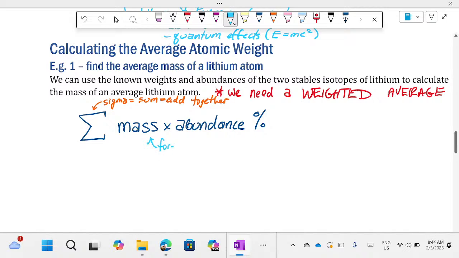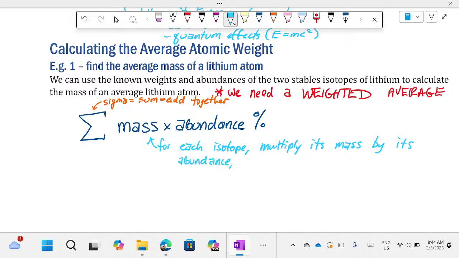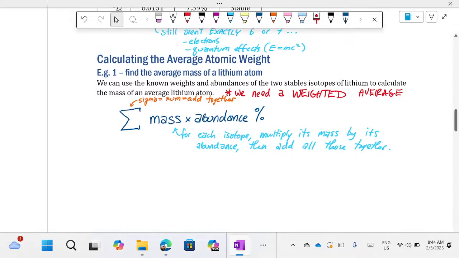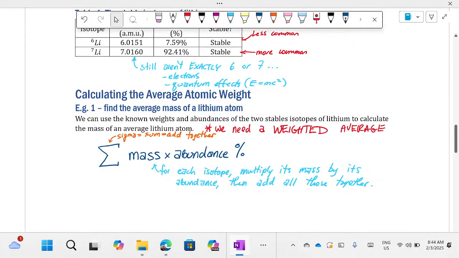So what this means is, for each isotope, multiply its mass by its abundance, then add all those together. And I think this gets easier if we do an example. Is that fair? So take a minute, write that down.